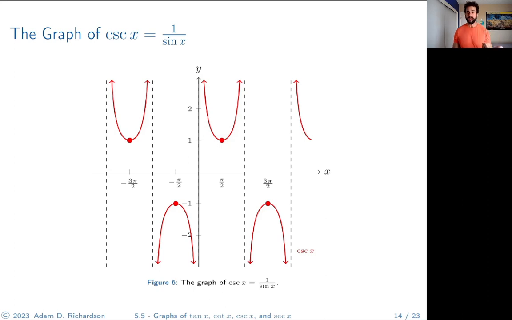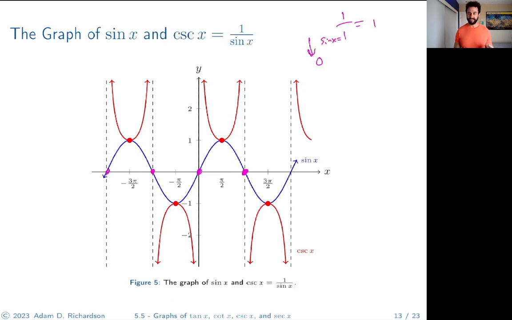A couple of things to point out. Notice that cosecant has no zeros. So in other words, the cosecant function does not ever give you the value 0. There you go. That makes sense intuitively if you remember that in order for the cosecant function to give you a 0, the sine function would have to blow up to infinity at some point, which it never does.